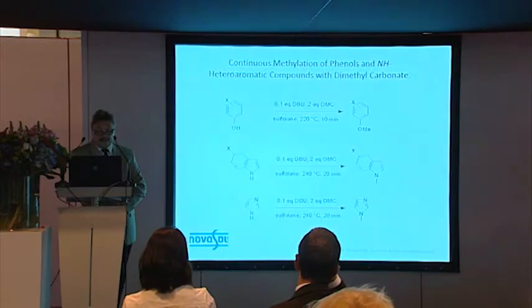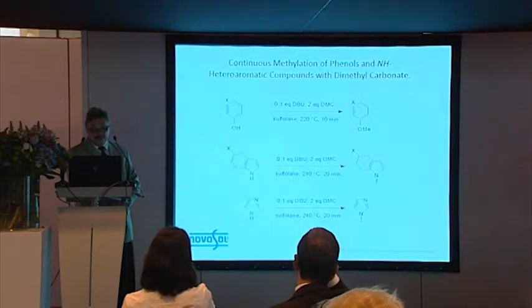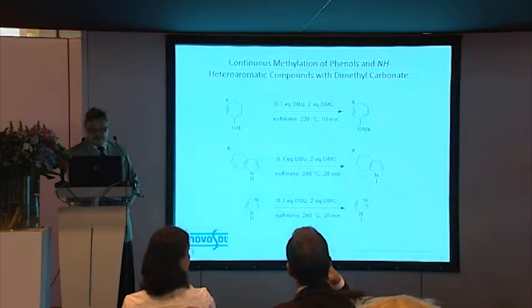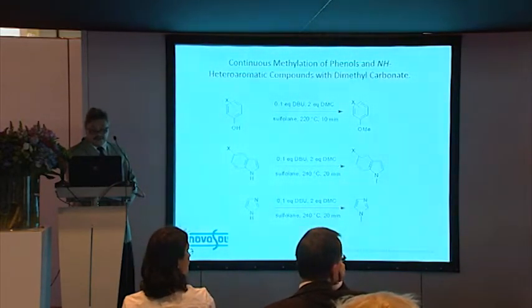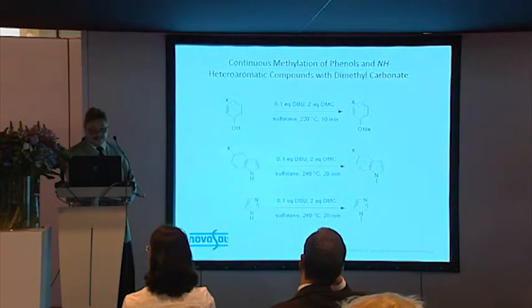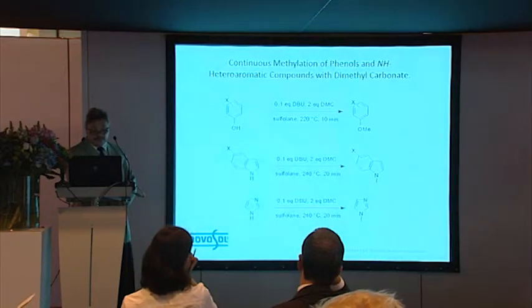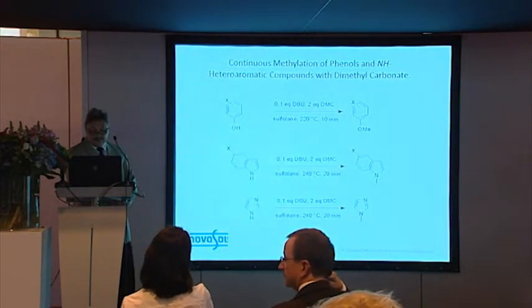We also investigated the same type of methylation for indoles, and we used also here a catalytic amount of DBU, and the reaction was run at 240 degrees. After 20 minutes, we have the N-methyl indoles in a clean reaction. Also, imidazole worked well, and here we got, after 20 minutes, an isolated yield of 90% with 2 equivalents of dimethyl carbonate.